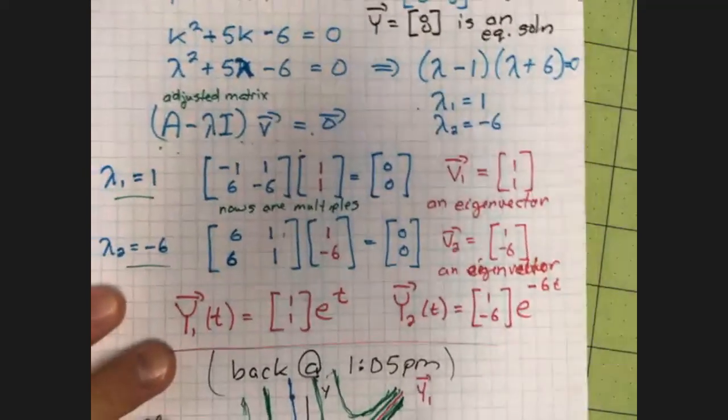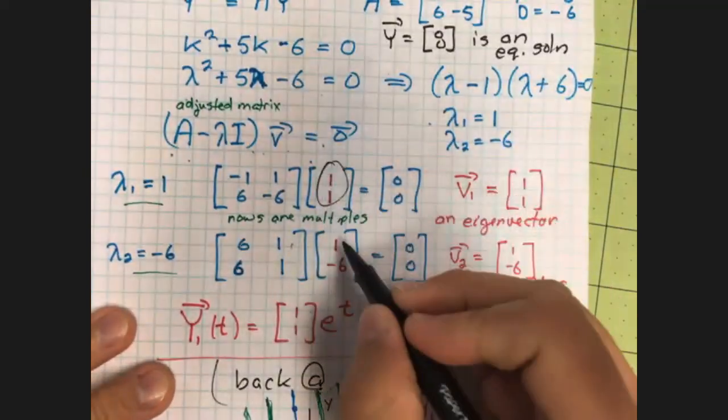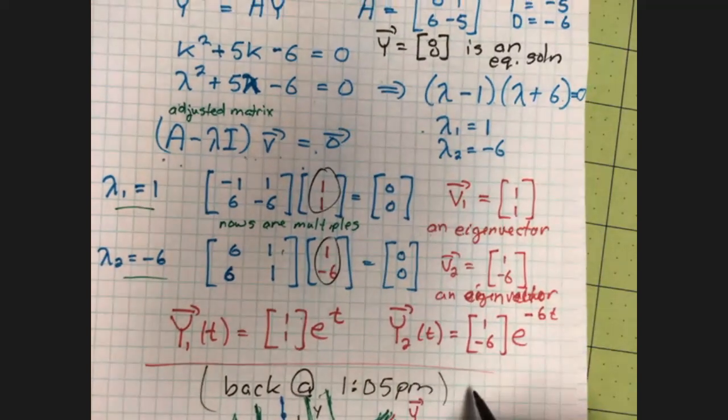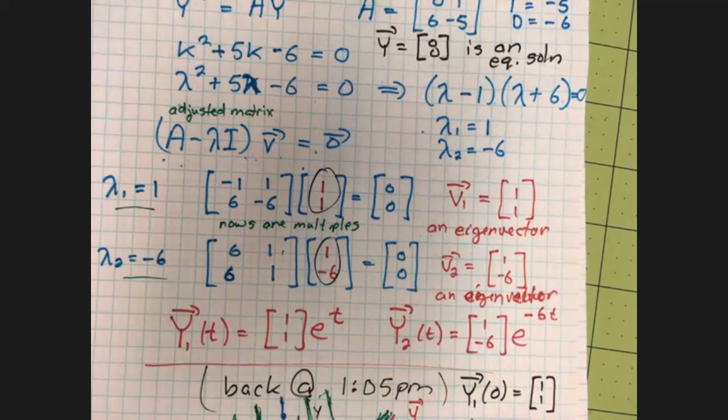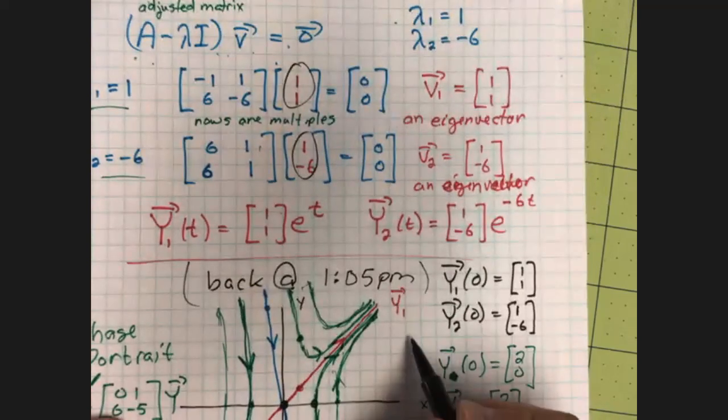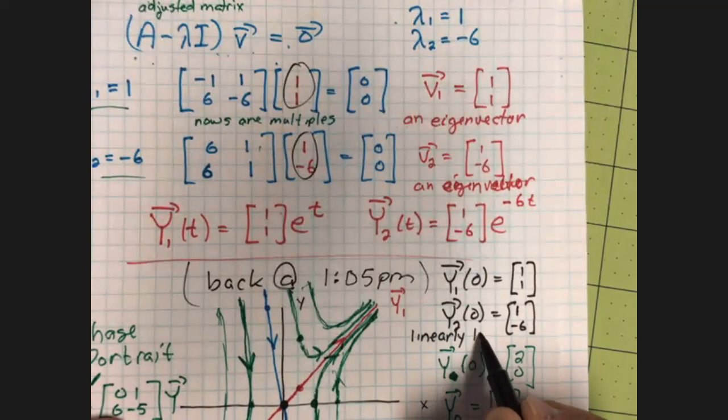I want to say one more thing about these two eigenvectors, (1, 1) and (1, -6). Basically, these are the two initial values of the problem. y1 at 0 is (1, 1). That's where that boat started. y2 at 0 is (1, -6). So you hear these words and you see them on the homework problem you're handing in tonight. Linearly independent. What does that mean?